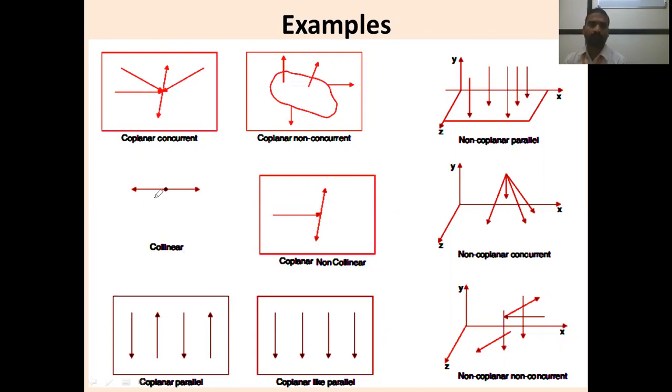Next. This is collinear. If the lines of action of all the forces are lying in the same line, then that is called a collinear force system. If I consider one more force here, it is in this direction. You consider this is one more force. This is F1 force. This is F2 force. This is F3 force.